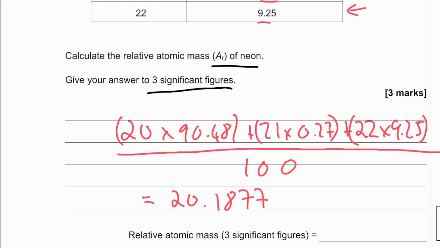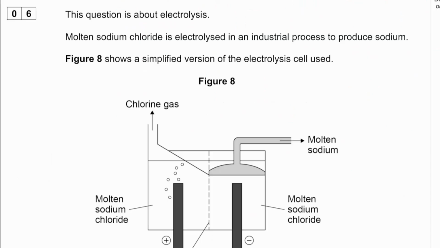20.1877. But we want to round it to 3 significant figures. It tells us up here and it tells us again down here. So this rounded to 3 significant figures. This is your third one, so you just put 20.2, okay? And that's it for 3 marks. So pretty simple actually if you know how to do it.